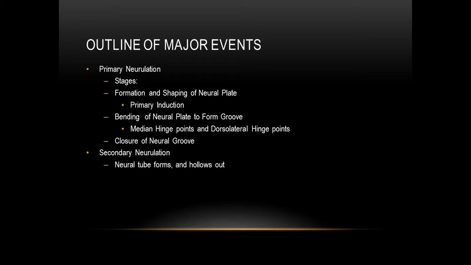In addition to primary neurulation, we also have another major event known as secondary neurulation. Secondary neurulation happens in, I'd say, posterior neural tube, or neural tube that probably will give rise to lumbar, caudal, or sacral areas of the spinal cord. In this process, the neural tube actually forms initially, and then cavitation happens.